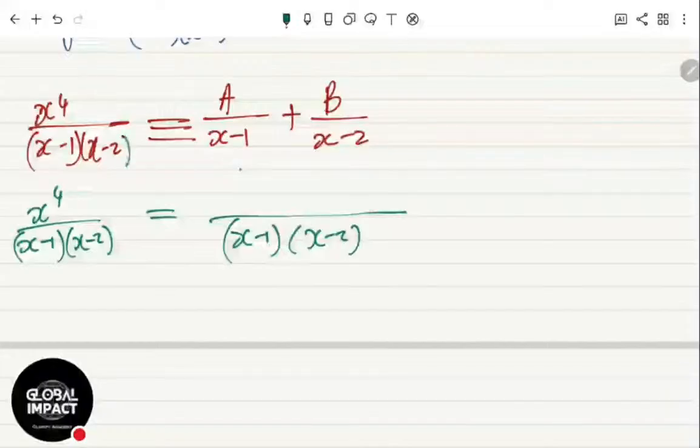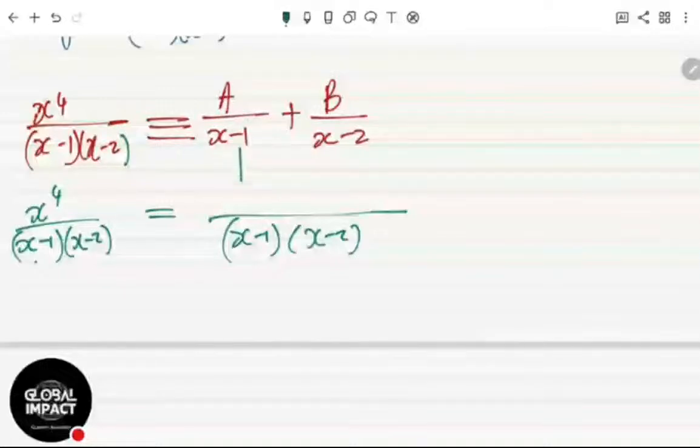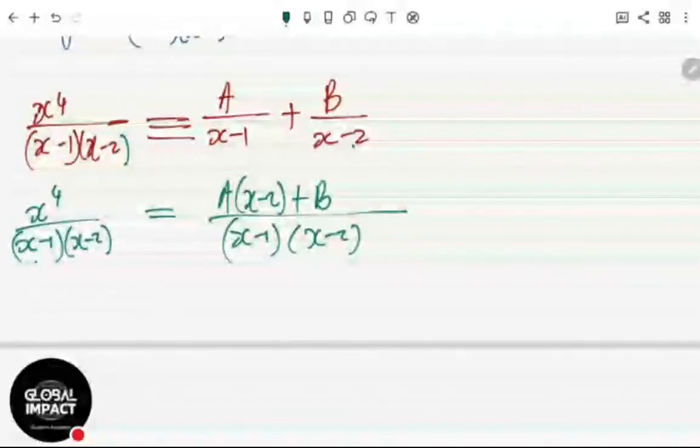Now what you're going to do is say x minus 1 here for a. You'd say x minus 1 into this denominator. It cancels, you remain with x minus 2. That's what will multiply a. So you have a multiplying x minus 2 plus b. b is over x minus 2, so it cancels with x minus 2, and you'd have b multiplying x minus 1.